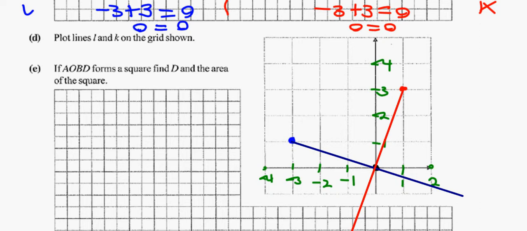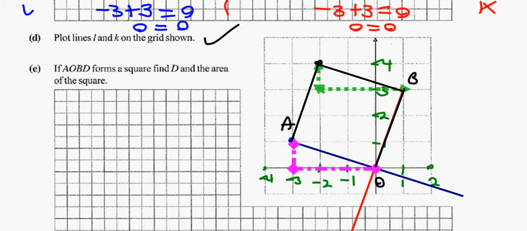Now ABOD forms a square. Find D and the area of the square. So what we do is we can label the A, O and B here. The next thing we can do is draw a triangle going from A to O. What we need to figure out is how does O get to A? It goes across 3 and up 1. Therefore, B has to go to D in the same way. It goes across 3, up 1. And therefore you can see that the point D will link in here, and therefore we get our square.